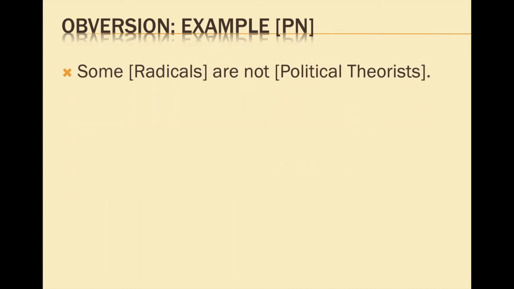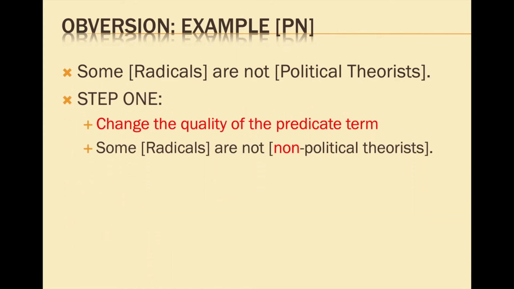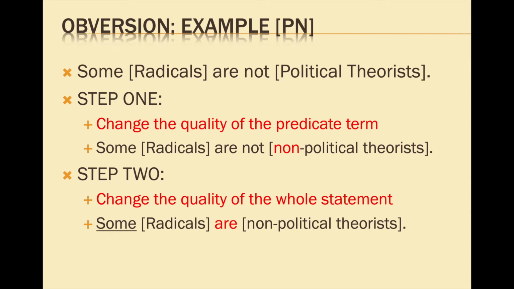And then we have the particular negative example for obversion. Some radicals are not political theorists. This starts with a particular negative. Step one, change the quality of the predicate term. So the predicate term political theorists becomes non-political theorists. So far, we haven't changed the subject term. We haven't yet changed the quality of the statement, just the predicate term. And then we change the quality of the whole statement, which now becomes a particular affirmative. Some radicals are non-political theorists.